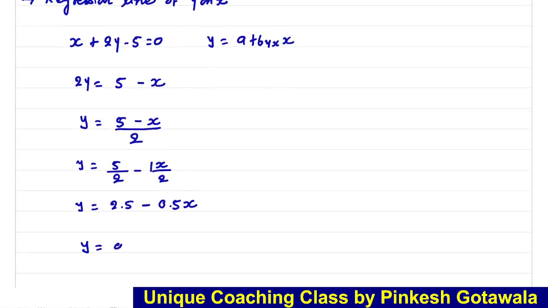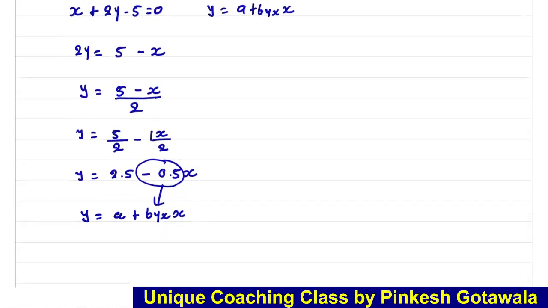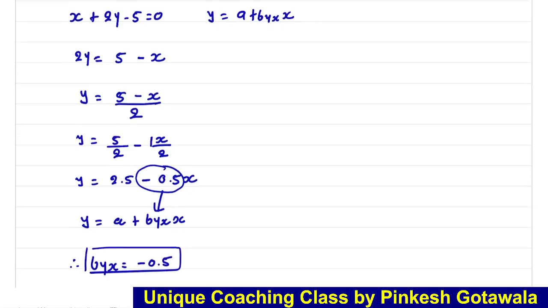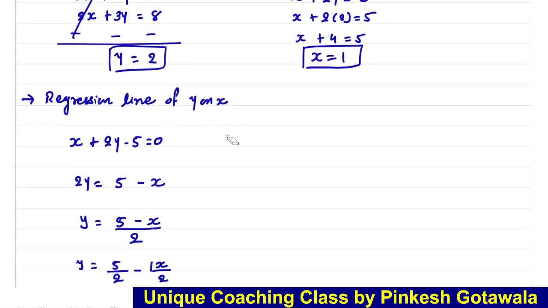Y is equal to a plus byx times x. So we get the value of b, that is 0.5, but remember here this is a minus sign. In the base form that is a plus, it means the b must be negative. So byx we get minus 0.5. Okay, same for the other regression line of x on y.